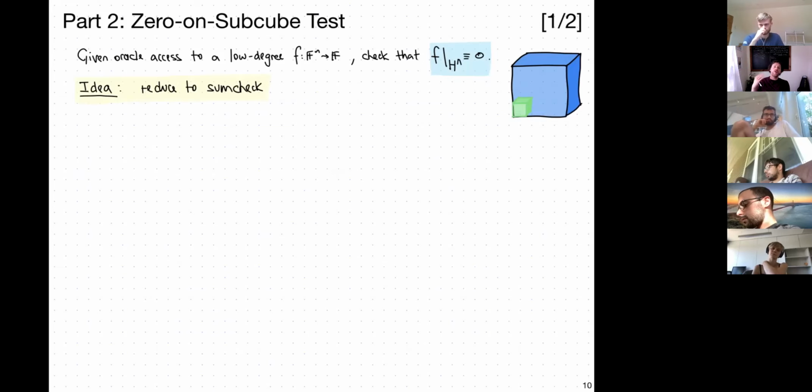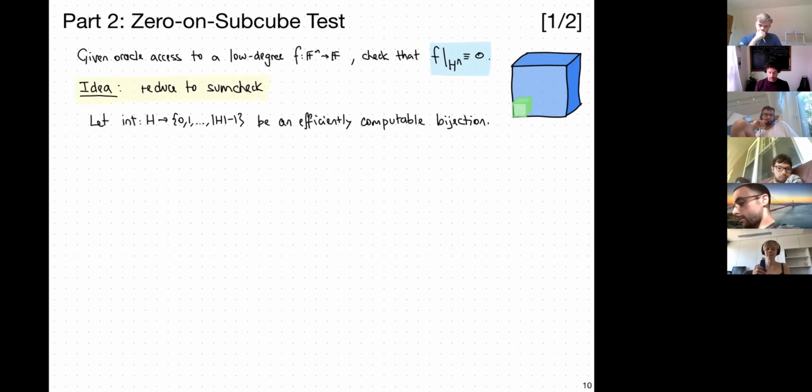Obviously, if the subcube is completely 0, if it's a 0 on subcube instance, then if you sum over it, it would be 0. But you can also get 0 sum in many other ways, just by cancellations and things along this line. So how do we do this reduction? This is a nice trick to remember, and one which is being used a lot. In some sense, it's being used so often that the 0 on subcube problem is almost the same as the sumcheck problem. When I think about it in research, I do not make any distinction.